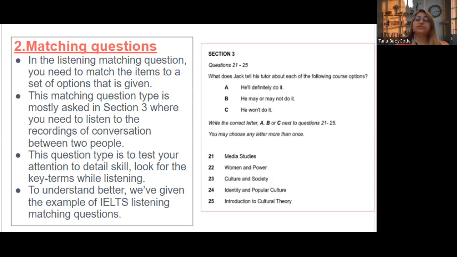This type of question tests your attention, whether you are able to locate the detailed information, looking for the key terms while listening. So you have to be very careful in looking for key terms here. You can see on the right side, the question is given. Matching type questions where you need to match A, B, C to the options. Like here, the questions are 21, 22, 23, 24, and 25. So you have to write one letter for each of these 5 questions. You have to match them.